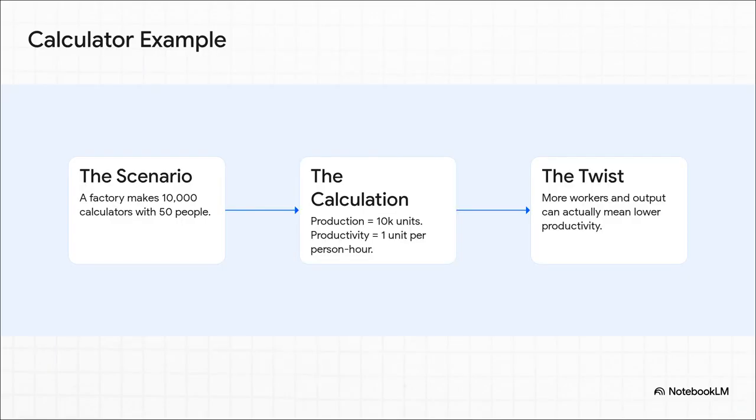Let's make this super concrete with a classic example. So a factory makes 10,000 calculators. Boom, that's its production. Easy. We do the math, and its productivity is 1 calculator per person hour. Got it? But then, here comes the twist, and you will totally see this on an exam. They hire more people, and they start making more calculators. So production is up. That's good, right? Well, maybe not. When you actually rerun the numbers, their productivity, their real efficiency, has actually gone down. And that's the key takeaway, people. Being busier does not always mean being more productive.